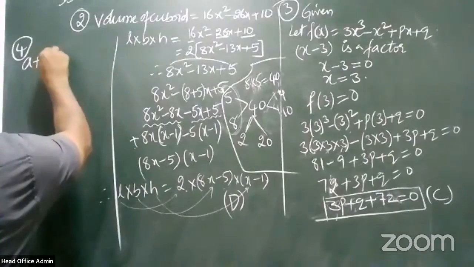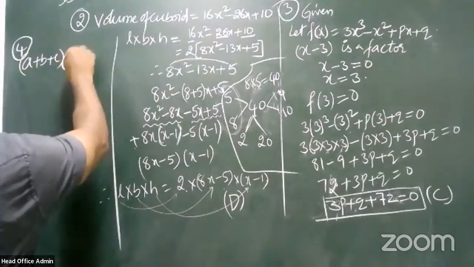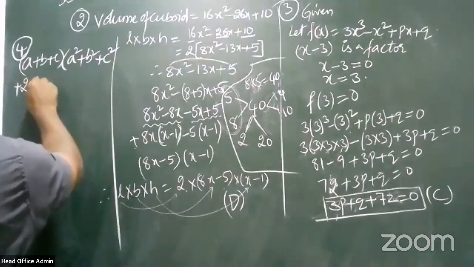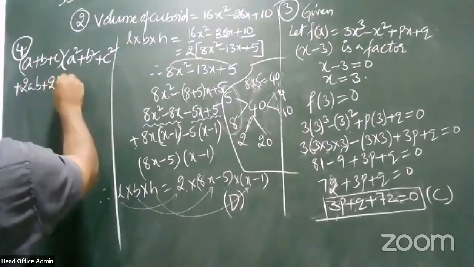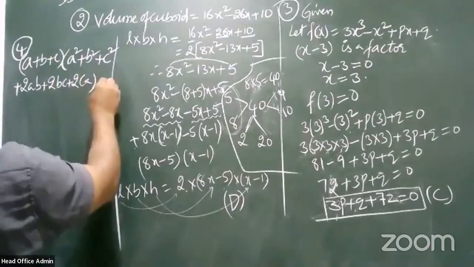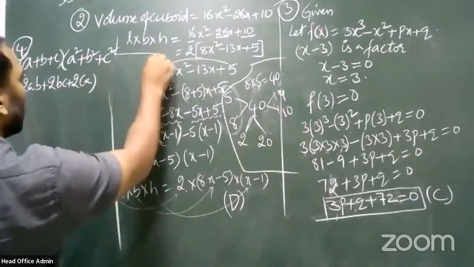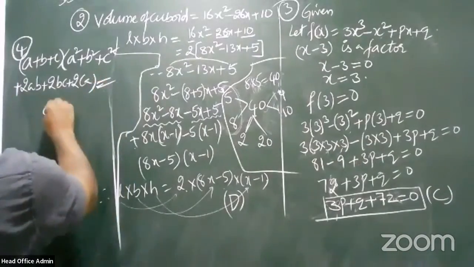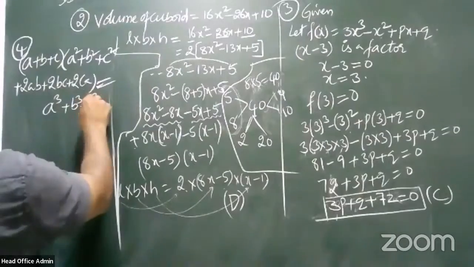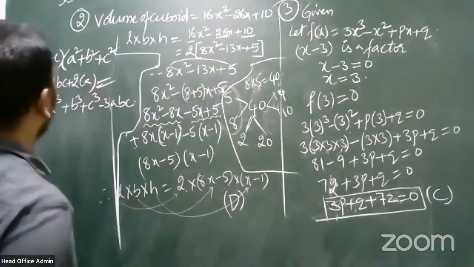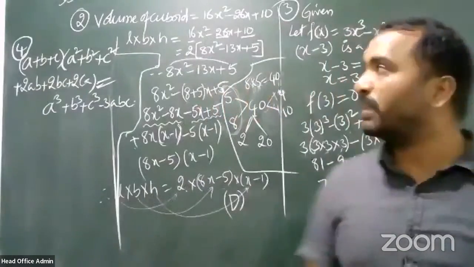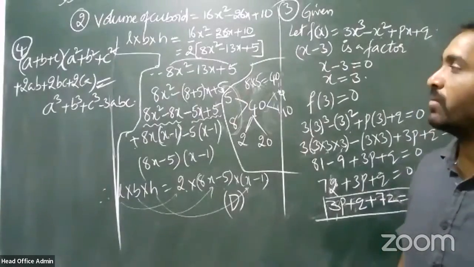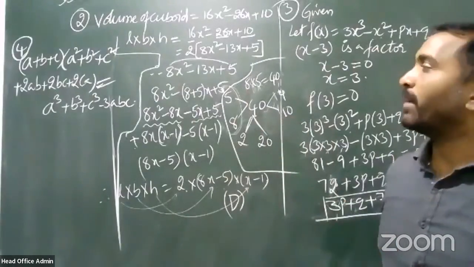See, a plus b plus c into a square plus b square plus c square plus 2ab plus 2bc plus 2ca equal to, what is that equal to? A cube plus b cube plus c cube minus 3abc. This is the formula we have. Okay, a plus b plus c into a square plus b square plus c square plus 2ab plus 2bc plus 2ca equal to a cube plus b cube plus c cube minus 3abc.